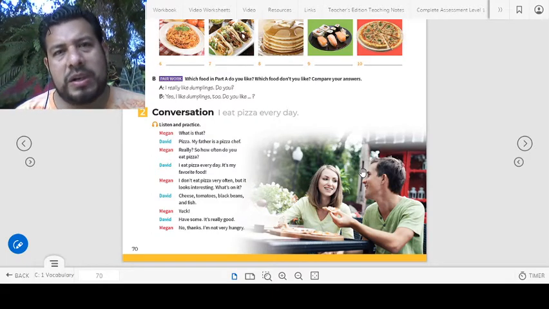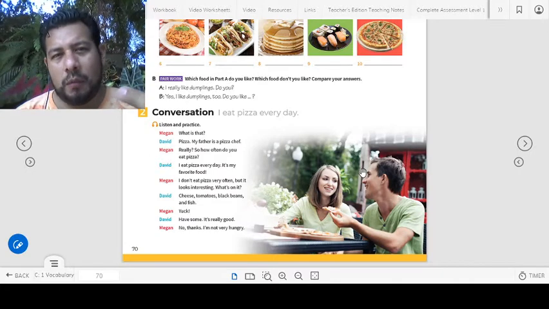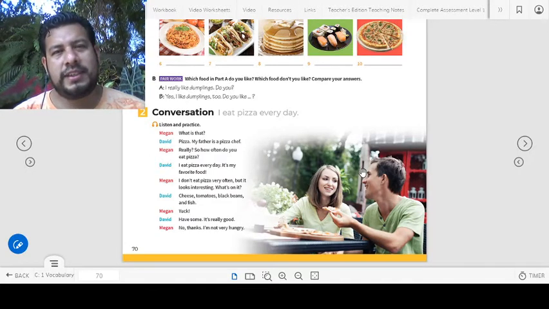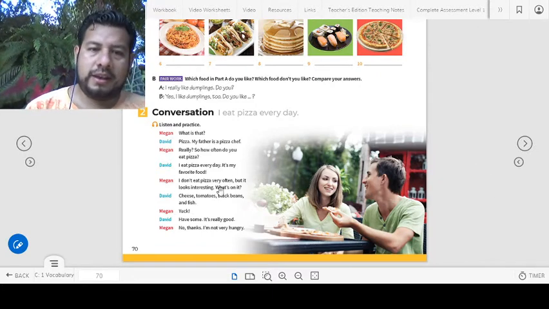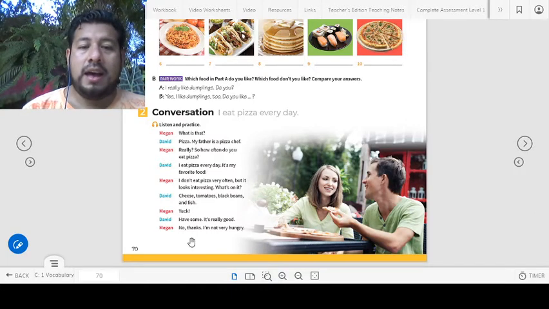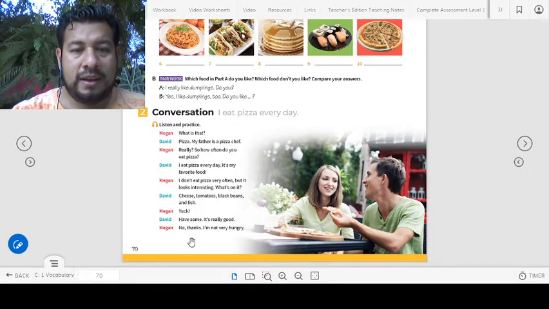Now be careful with this pronunciation. How often? We have talked about this since we were watching adverbs of frequency. Often. How often? Okay. How often you eat something? I eat pizza every day. Every day I eat pizza. All right. It's my favorite food. I don't eat pizza very often, but it looks interesting.